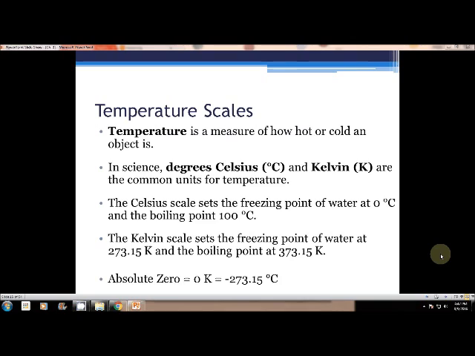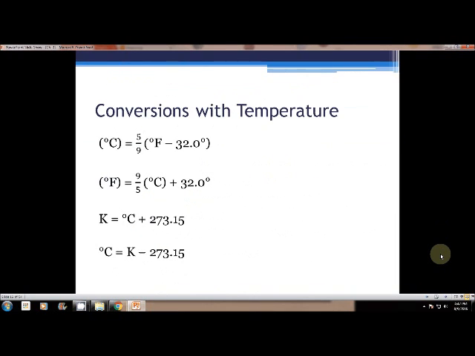Absolute zero is when all movement stops. And so it's very hard to get to that because molecules are always moving. Even though you don't think they are, they are. We're getting to that later. Okay, so for us, we are going to convert temperatures mainly this chapter.